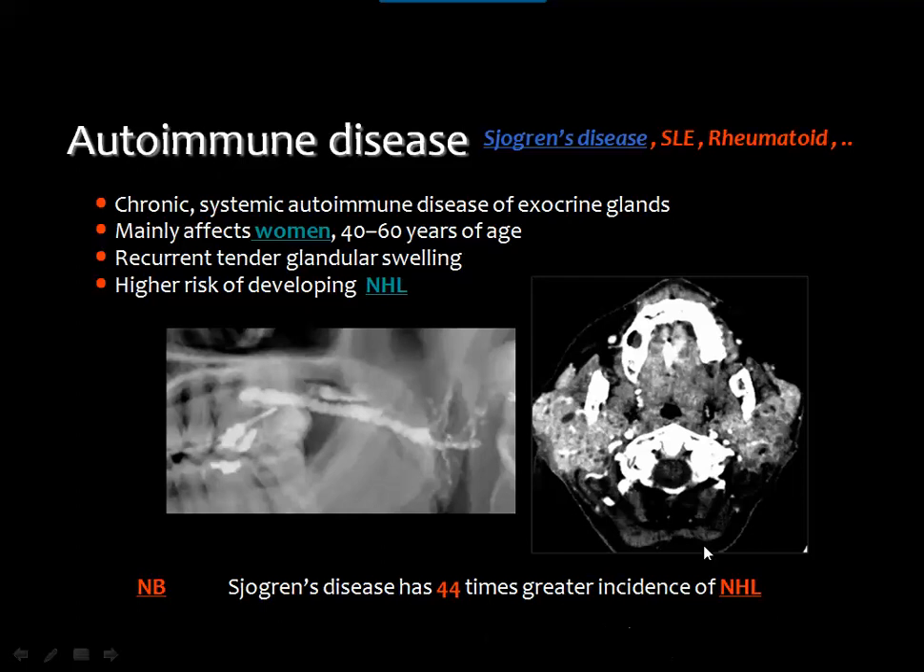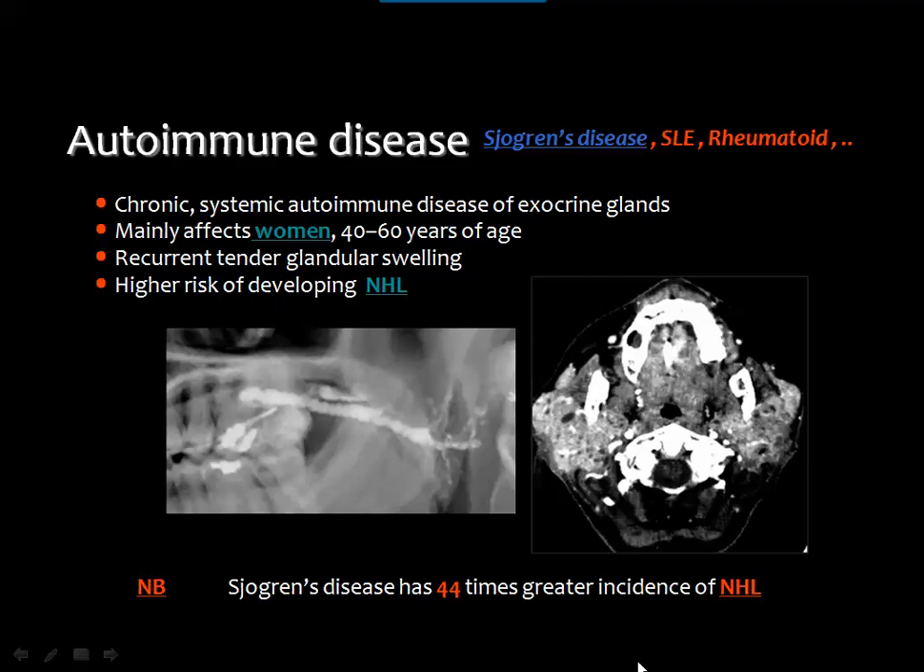Then one of the known diseases in the parotid gland is the autoimmune disease, particularly Sjögren syndrome or Sjögren disease, also affection of the gland by systemic lupus or rheumatoid disease. This is a chronic systemic autoimmune disease, and it usually affects women at this age group, resulting in recurrent tender swelling of the parotid glands bilaterally, and there is an intimate relation between Sjögren and non-Hodgkin lymphoma.